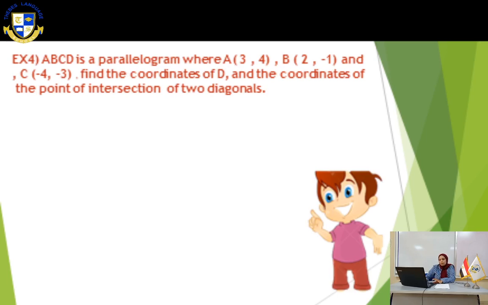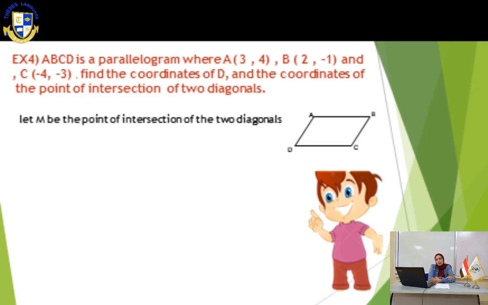Then move to slide number 5. ABCD is a parallelogram where A is (3, 4), B is (2, -1), and C is (-4, 3). Find the coordinates of the point D and the coordinates of the point of intersection of the two diagonals.